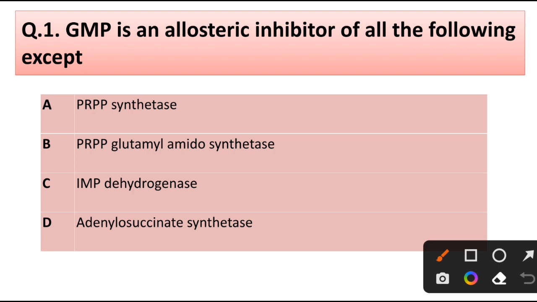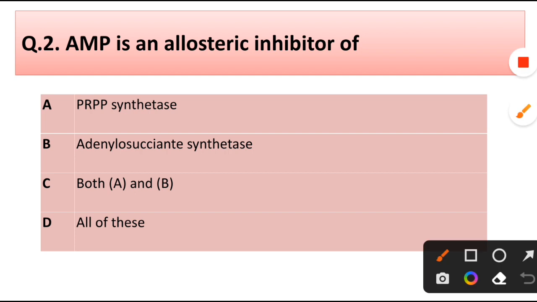Question number 1. GMP is an allosteric inhibitor of all of the following except: PRPP synthetase, PRPP glutamyl amido transferase, IMP dehydrogenase, adenylosuccinate synthetase. Correct answer is option D, adenylosuccinate synthetase.